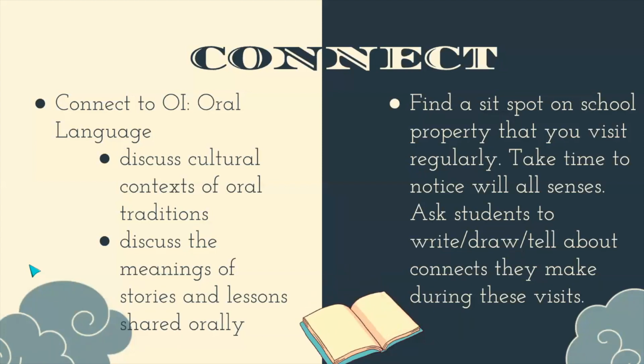Have a spot that you take your students to. Each student finds their own little location and sits there. Be mindful in that space. What are all of your senses experiencing in that space? And then ask them to write, draw, or tell about the connections they make in these visits and how that evolves throughout the year, how the space changes throughout the year, how they change throughout the year.